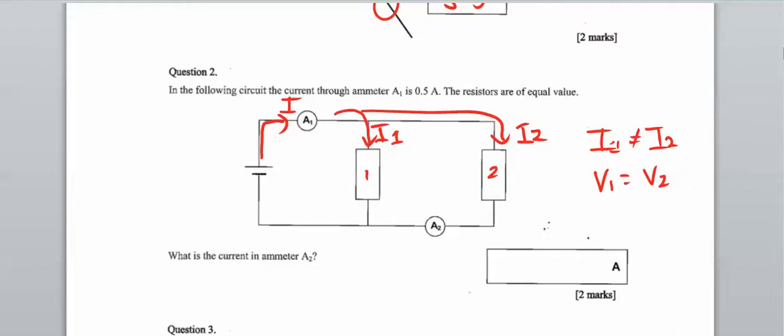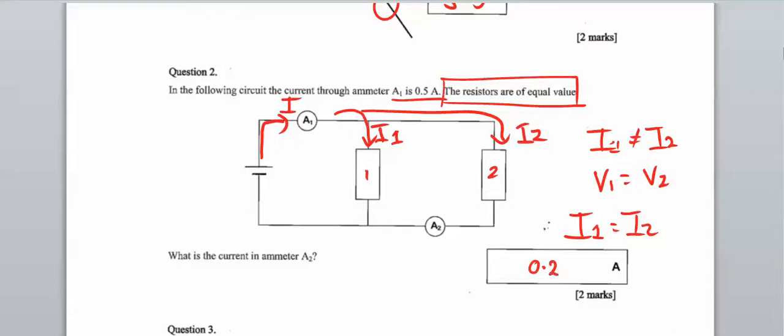First of all, it says here that the resistors are equal value. So if they're equal value, then we know that the current through 1 is going to be equal to the current through 2. You don't need to know any values. But in this case, because we know that we've got 0.5 amps, that current's going to split off and we're going to get 0.25 amps for each of those.